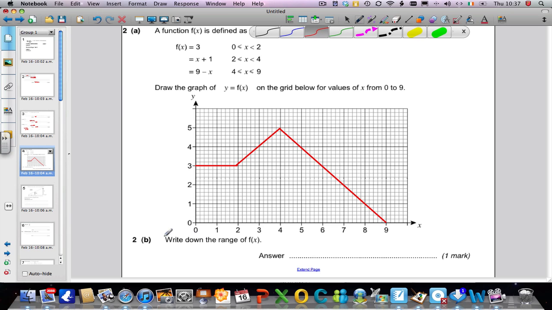Okay, so we're asked to write down the range of f of x, and if you know from your statistics, the range is generally the highest value minus the lowest value. Well, the highest value this graph takes is 5, the lowest value is 0, 5 take away 0 is 5, so that's the range of f of x.